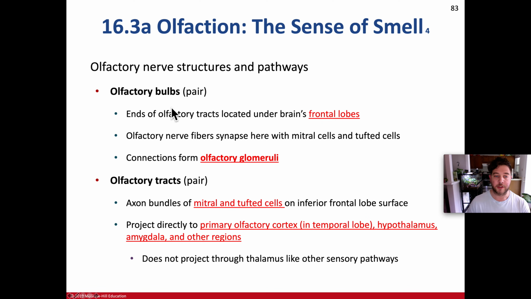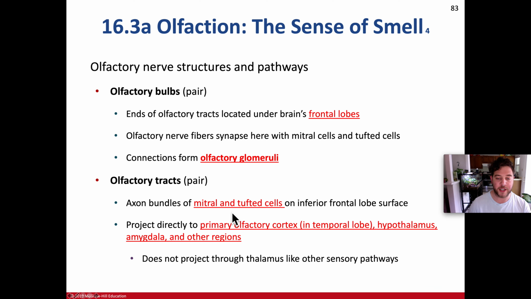You have a pair of olfactory bulbs. They're ends of the olfactory tracts located under the brain's frontal lobes. So frontal lobes of the cerebrum, underneath those, inferior to those, are these olfactory bulbs. You have one on each side. The olfactory nerve fibers synapse here with the mitral cells and tufted cells, and their connections form the olfactory glomeruli, which is structural.